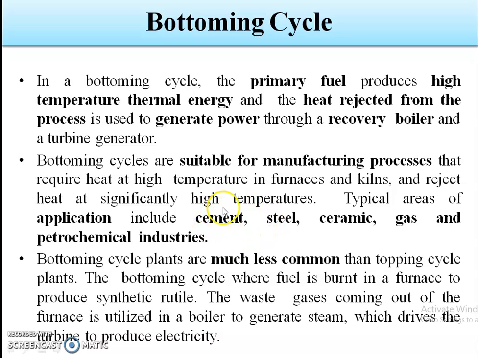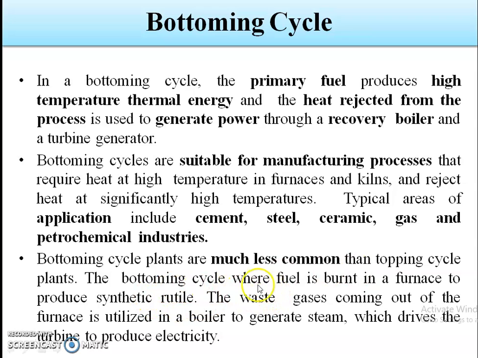Again we recirculate the flue gases to the boiler to produce steam, and rotate the turbine to produce electricity. That electricity we can use for those particular industries, such as cement, steel, sugar cane, ceramic, glass and petrochemical industries also. Bottoming cycle plants are much less common than topping cycle plants.